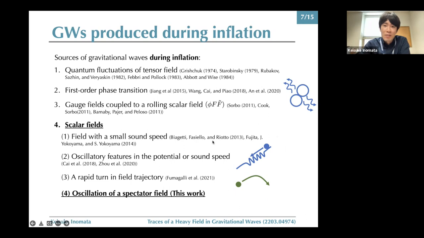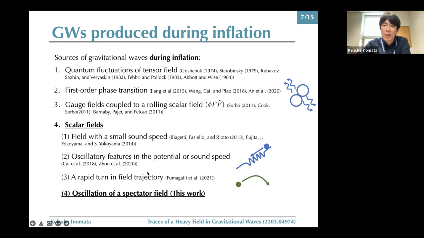Also, if the scalar field trajectory is bent at some point, so the field experiences a rapid turn in the field trajectory, the scalar perturbations get amplified and large gravitational waves can be produced. And in this work, I propose a new case where large gravitational waves can be produced during the inflation, which is associated with oscillation of a spectator field during the inflation.